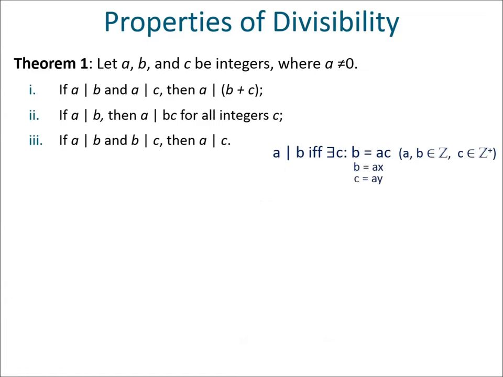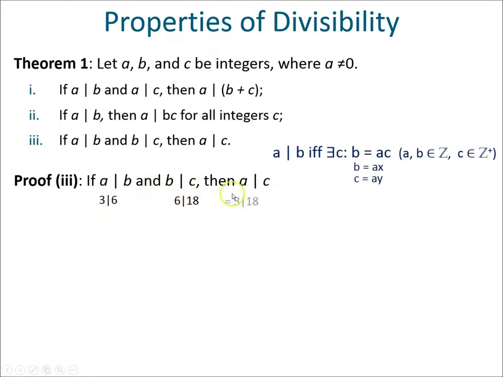For this third property, we have A divides B and B divides C, then A divides C. This is like a transitive property. Just to understand, let's try an example just like before. 3 divides 6 and 6 divides 18, then 3 divides 18. You can see this works. This is true.